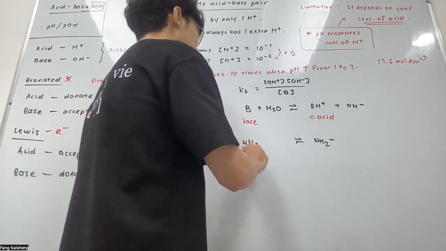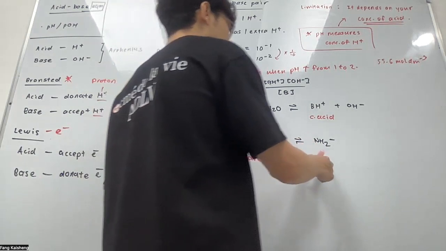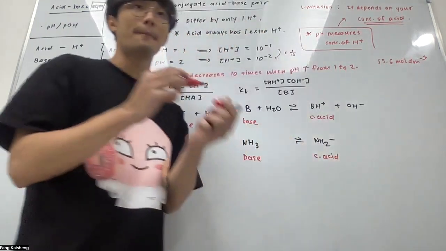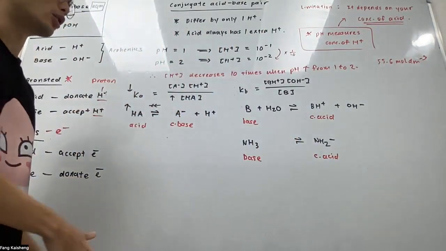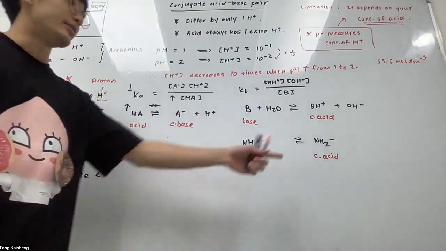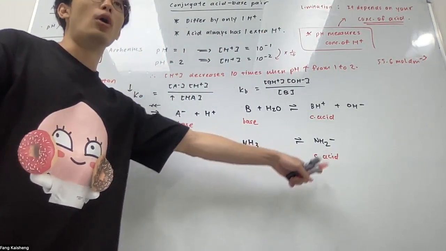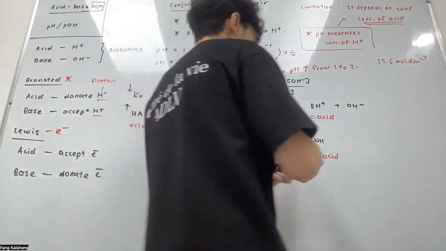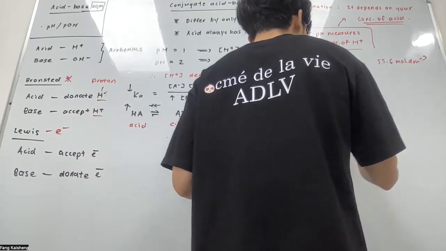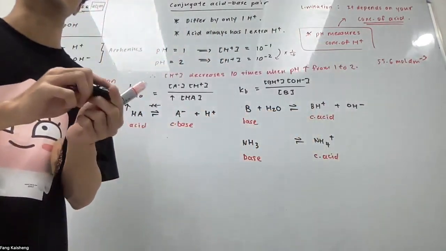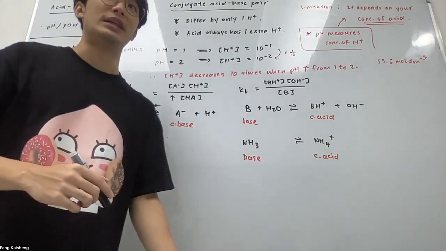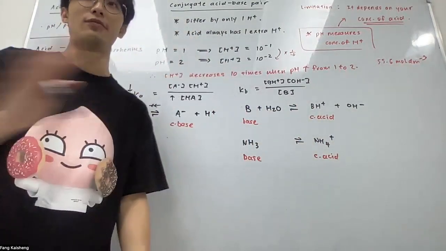If this is a base, then this one must be an acid. Is it correct now? No, because what's the rule that we talked about? The acid must have one more H plus. So from NH3, this one should be NH4 plus. You probably didn't notice because the equation was already given to you. So don't just take away H plus all the time. Follow the rules, you'll never go wrong.